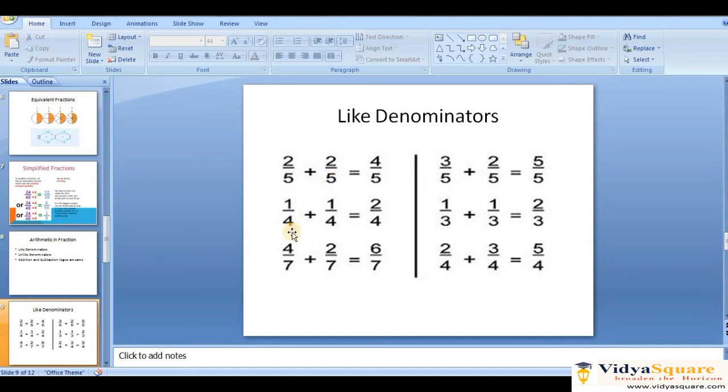Similarly, when I add 1 by 4 and 1 by 4, the denominators are common, so I'll put 4. Then I'll add the numerators, 1 plus 1 is 2. So the answer is 2 over 4. Similarly here, 4 over 7 and 2 over 7, when we add them we get 4 plus 2, 6, and 7 in the denominator. This is how we process addition or subtraction with like denominators.